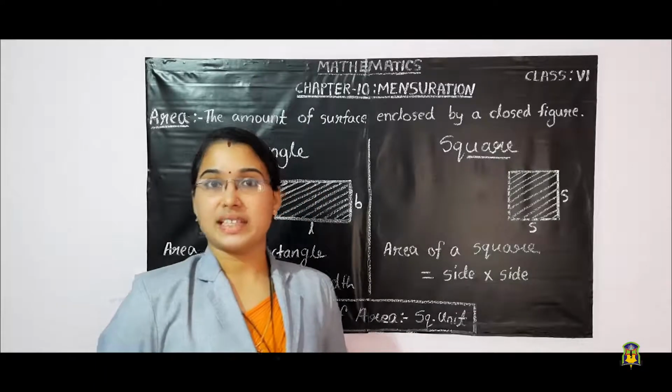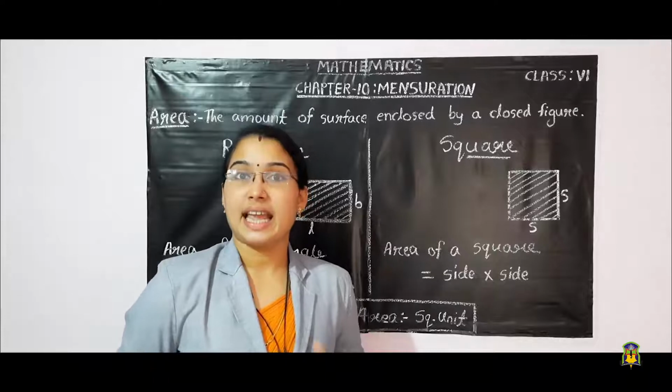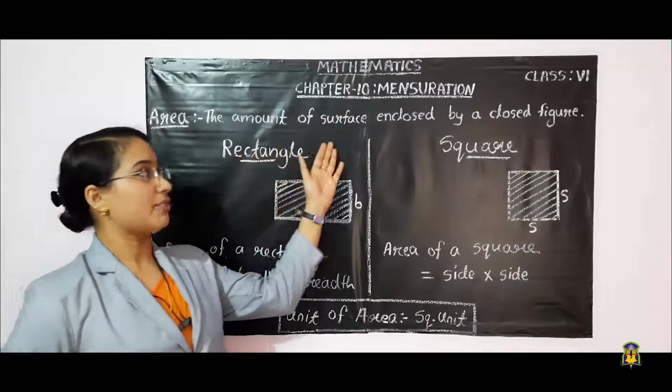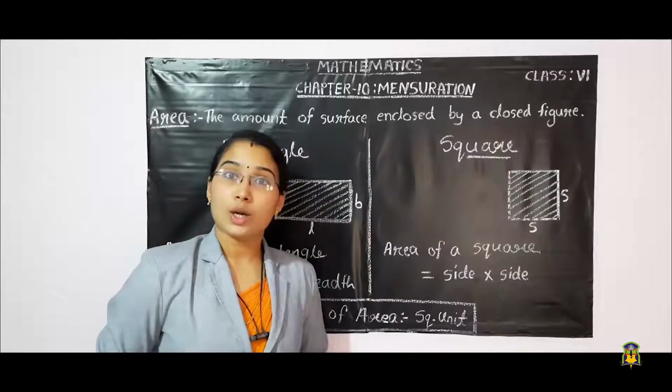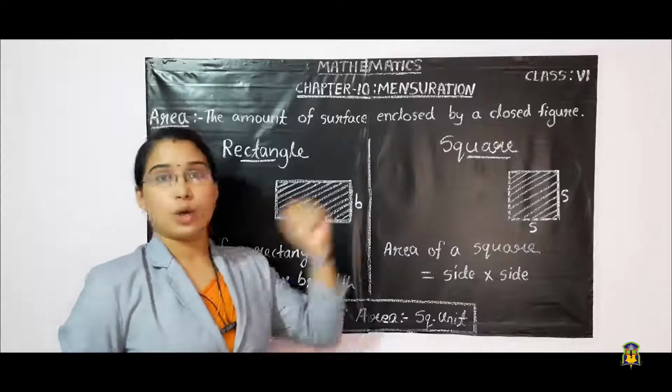In our previous class we discussed perimeter. Today let us discuss area. What is meant by area? Area is the amount of surface enclosed by a closed figure. That means the space occupied inside the closed figure.